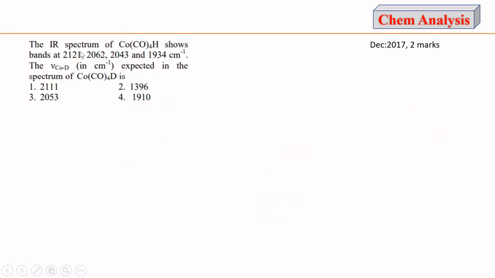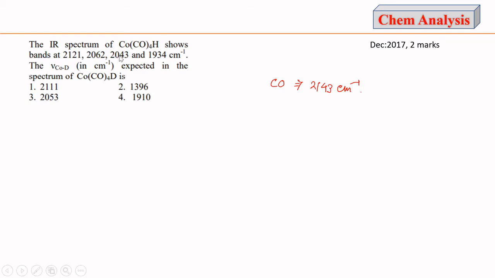Here it is given that the IR spectrum of HCo(CO)4 shows bands at these 4 values in cm inverse. We have to identify the frequency of the cobalt-deuterium bond. Now from the given 4 values, we can say that generally free carbonyl has a stretching frequency of about 2143 cm inverse. In a metal complex, there will be a decrease of the carbonyl stretching frequency. So from these values, we can say that 2043, 2062 and 2121, these 3 values correspond to the 4 carbonyl units.